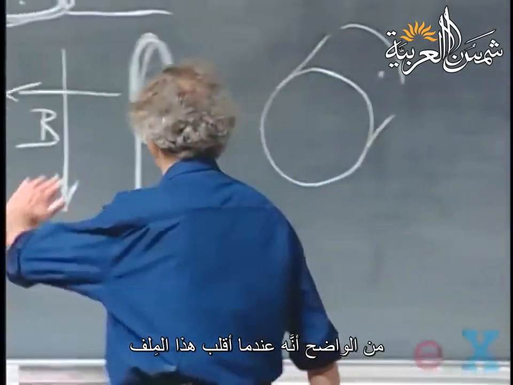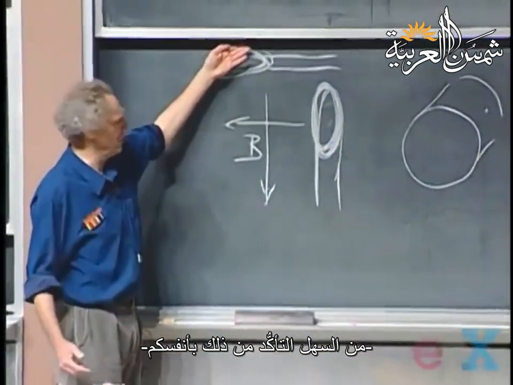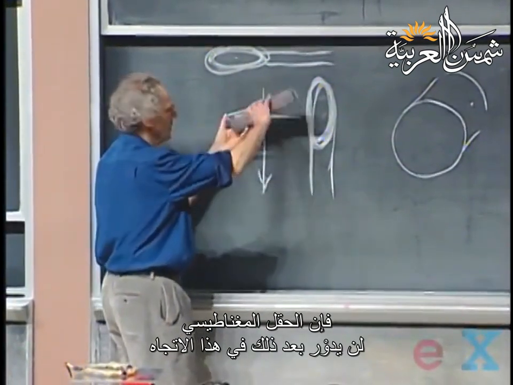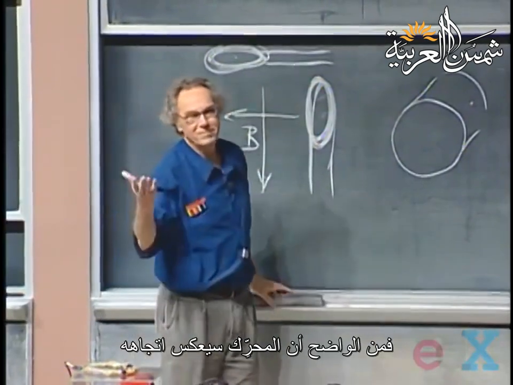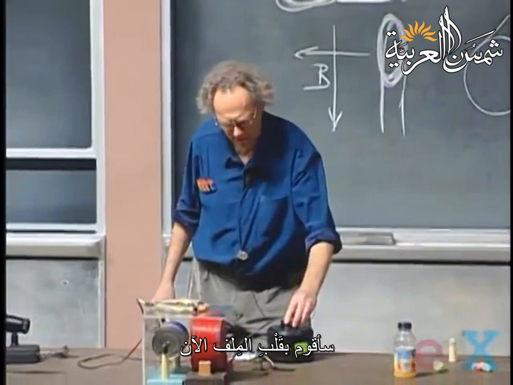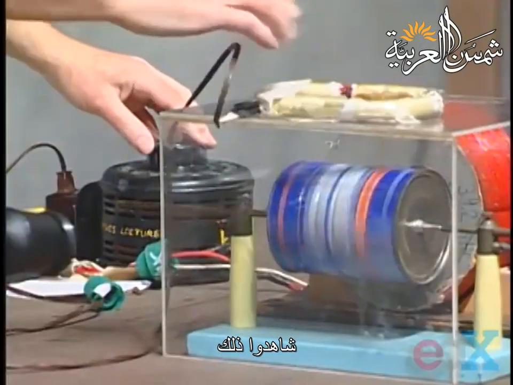It's clear that when I flip this one over, you can easily go through that for yourself, that this magnetic field is then not rotating this way, but it's rotating that way. And so, clearly, the motor will reverse direction. I'm going to do that now. Watch it.